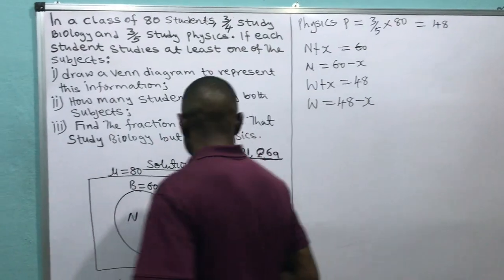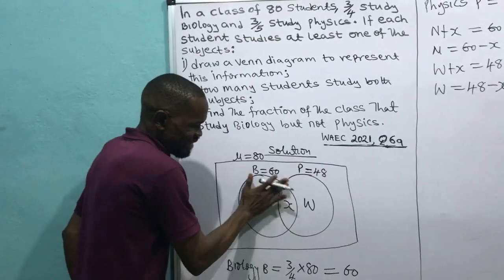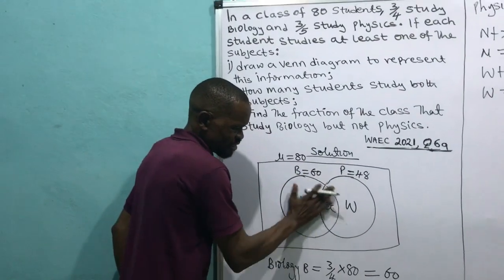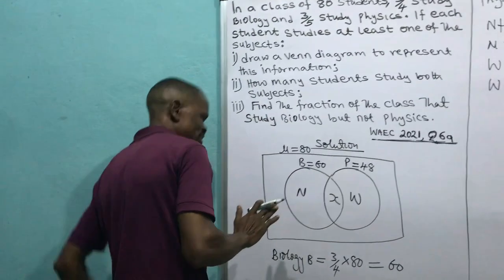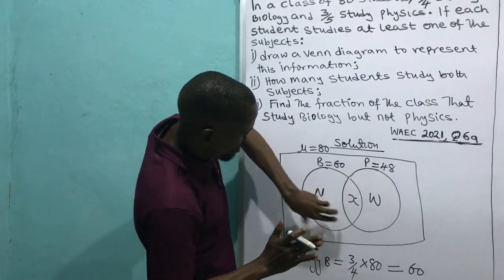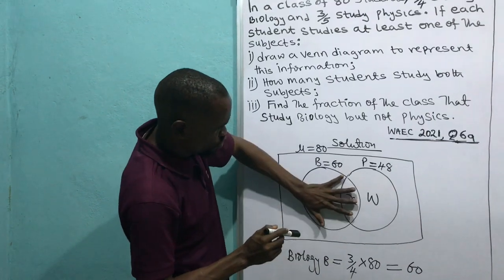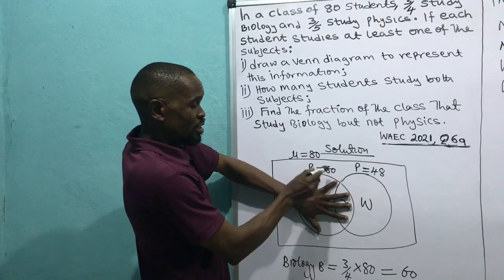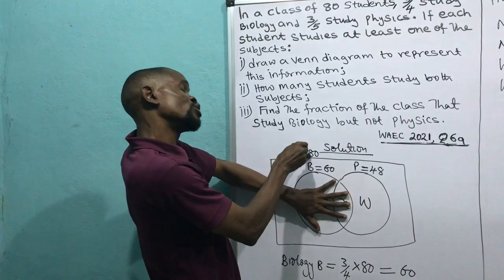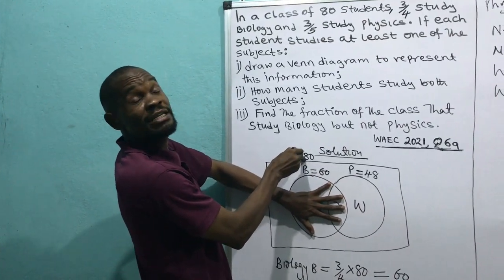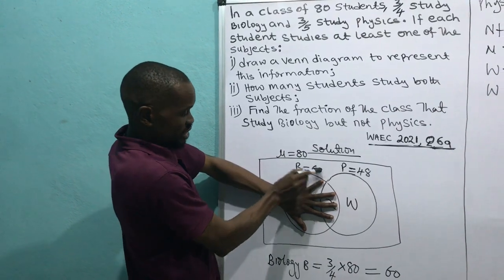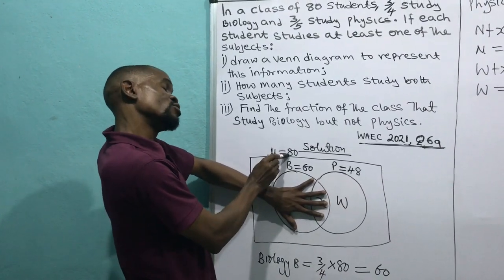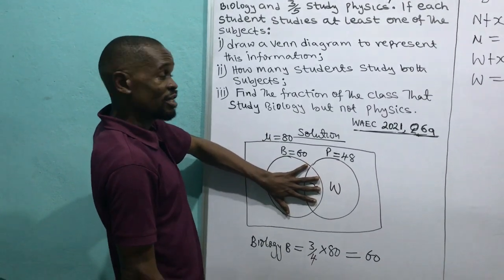Now, back to this. If I take this place to be 60, watch here. If I close this place as 60, what will remain is W. 60 plus W will give me the total number of the students in the school.